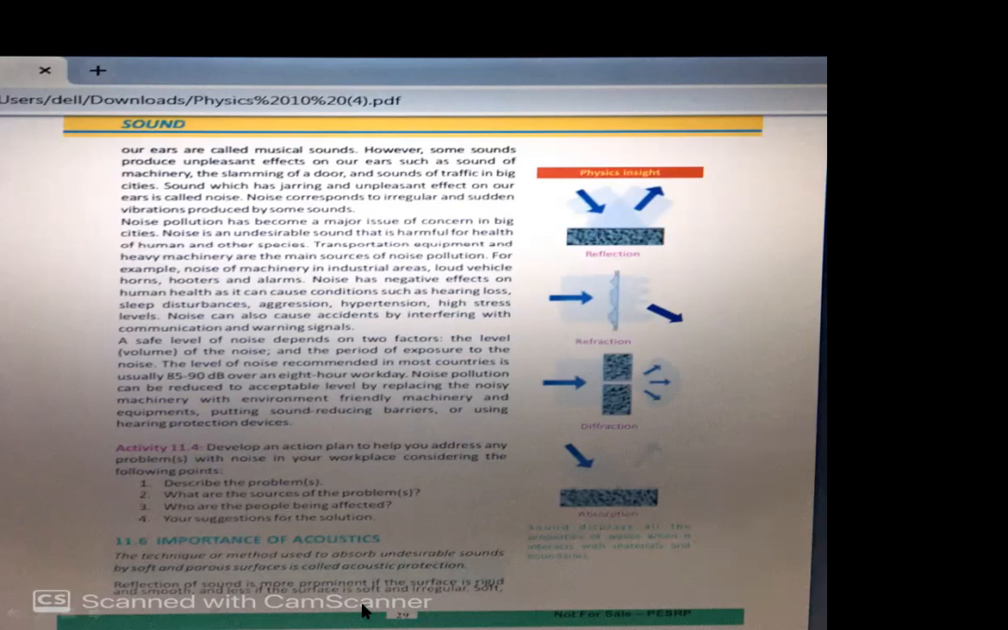So reflection of sound is more prominent if the surface is rigid.